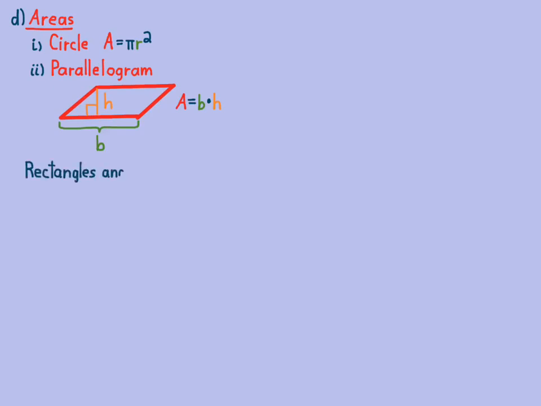Okay, so rectangles and squares are just parallelograms. The opposite sides are parallel. It's just that the angle there is 90 degrees, and it turns out when you do that with a parallelogram, all four angles will be 90 degrees. And the height then just becomes the length of one of the sides, right? But it's still a parallelogram. Its area is still base times height.